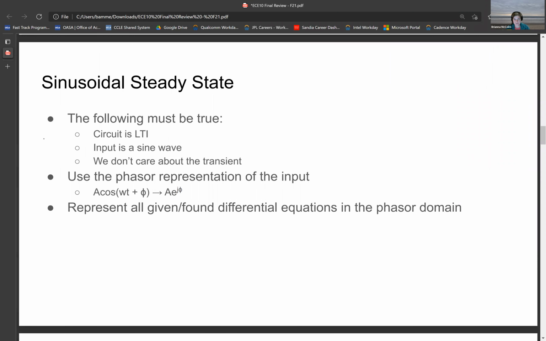So you might see a sinusoidal steady state question. In this situation, the circuit must be LTI, and that's going to be the majority of your circuits. The input must be a sine or a cosine, some sort of sinusoid. And we have to not really care about the transient response. So if there is some sort of exponential decay, we're assuming that the circuit has been in that position for a long time. All of the RC time constants have decayed to the point where they're not really impacting the circuit response anymore. When we're in this state, we can use the phasor representation of the input and use the network function, which is the Fourier transform of the impulse response, to get the output. And you want to represent all of the equations that you use in the phasor domain when you use this analysis method. You want to be consistent about which domain you're looking at all of your quantities in.